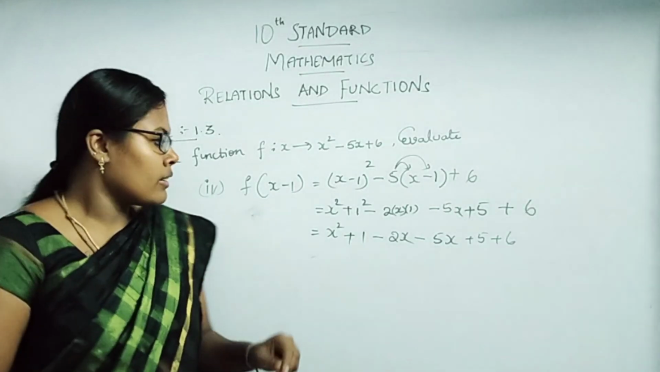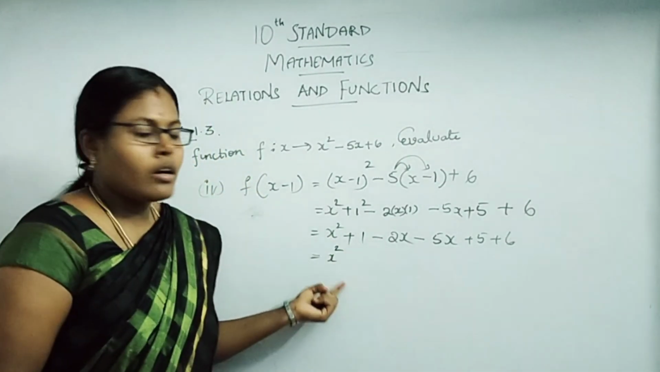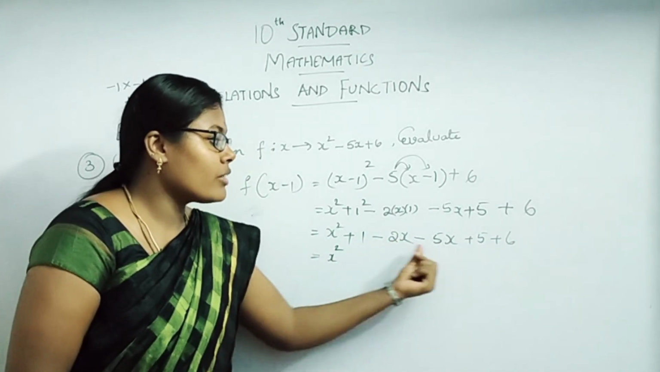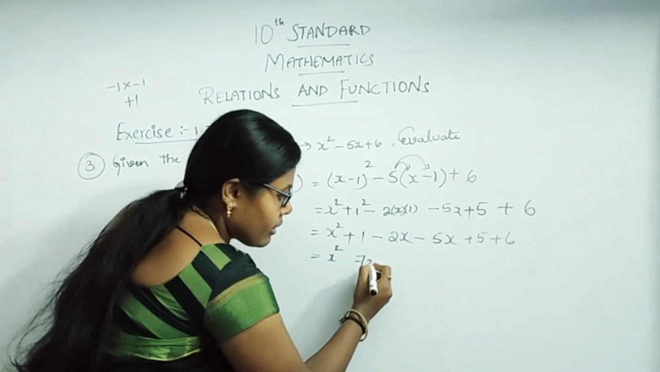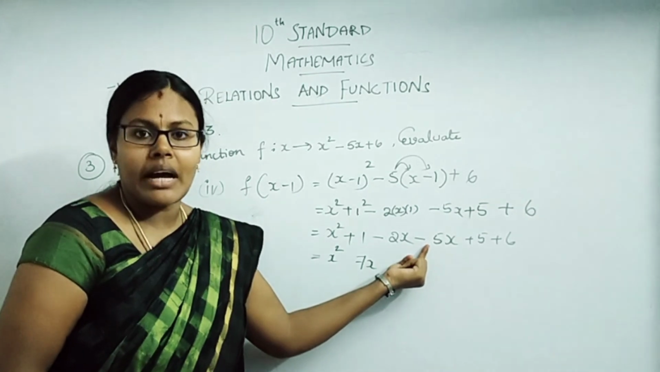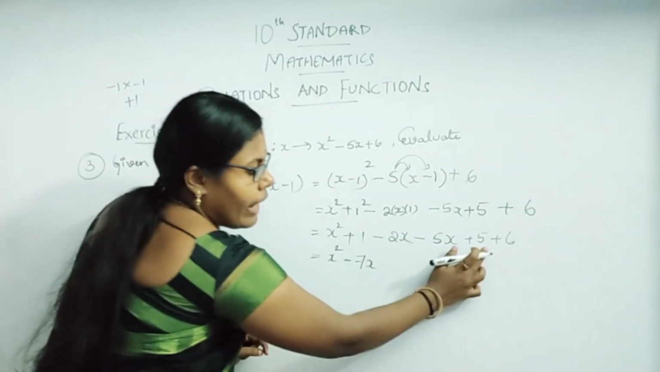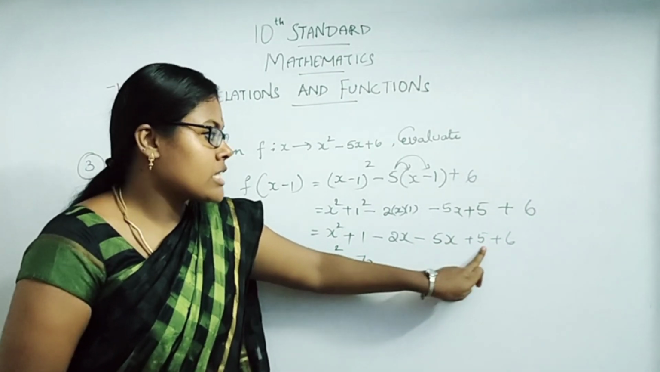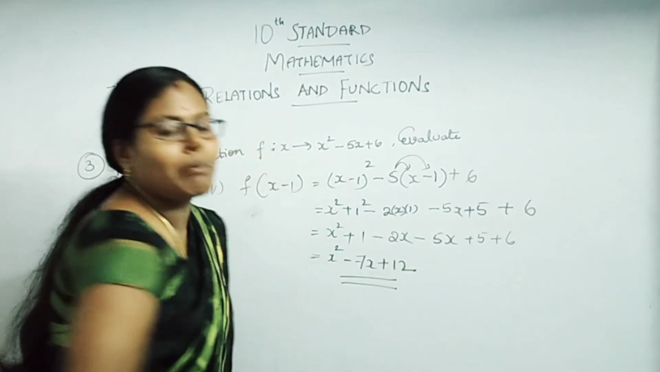Next, take this x square like that only. So x square, and whatever the x terms you have, minus 2x minus 5x. Already I said minus into minus is plus, so 5 plus 2 is 7, so 7x. But what is the greater number's sign? The greater number here is 5, and its sign is minus, so substitute that minus here. Now whatever numbers you have, just add and write. 1 plus 5 is 6, 6 plus 6 is 12. So plus 12. This will be the answer.